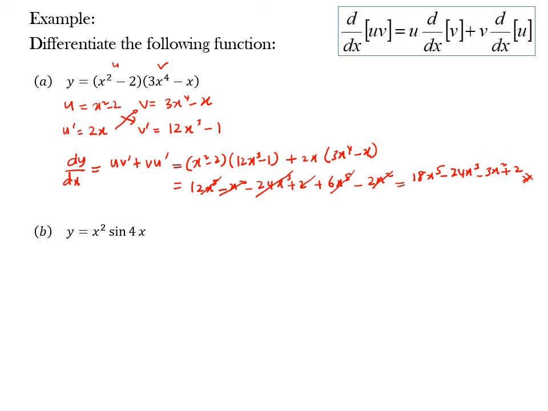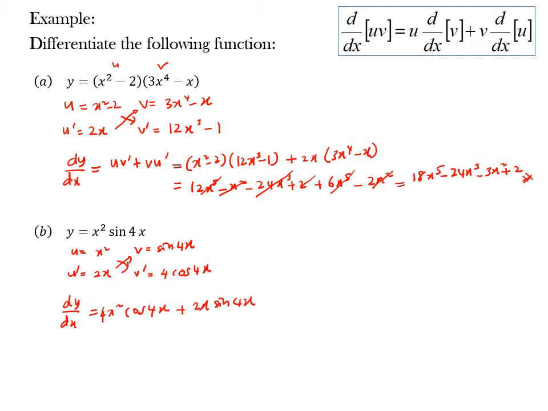Okay, you can try to do, or I will show you this. u is equal to x squared, v is equal to sin 4x. So your u prime is equal to 2x, your v prime is equal to 4 cos 4x. Okay, so your dy/dx now will be 4x squared cos 4x, so you multiply them, plus 2x sin 4x. So that's it.